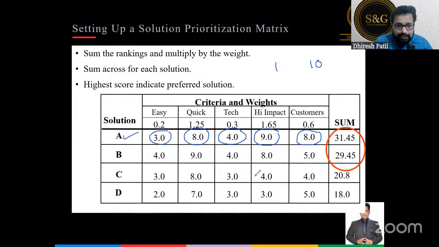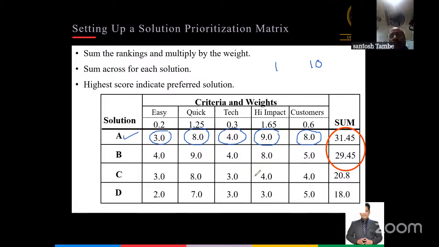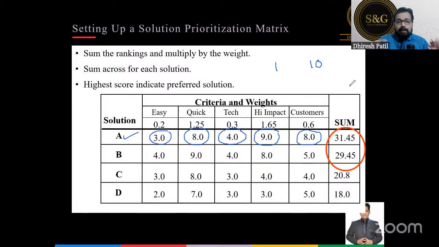Are you clear? Yes. So once we have given these numbers, how do we identify the summation? We multiply these numbers: 0.2 into 3. Can you just do it quickly? It will be like this, 0.2 into 3.